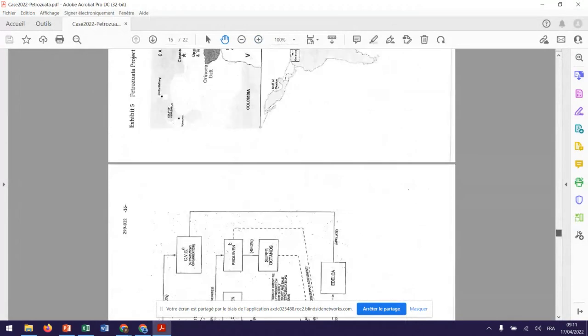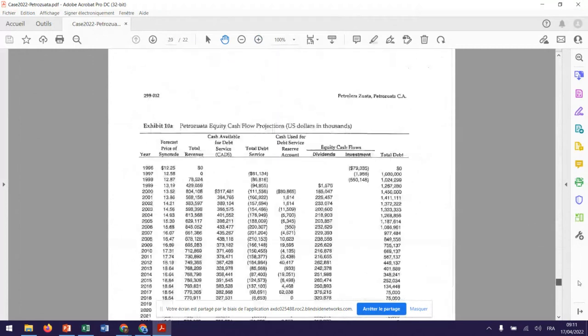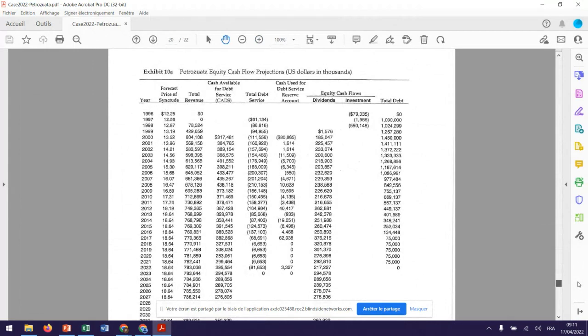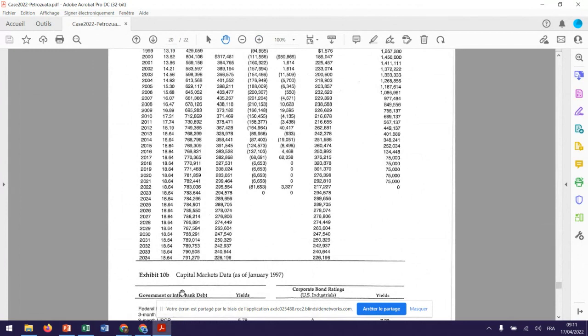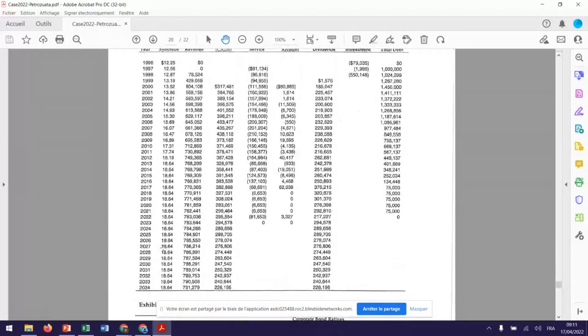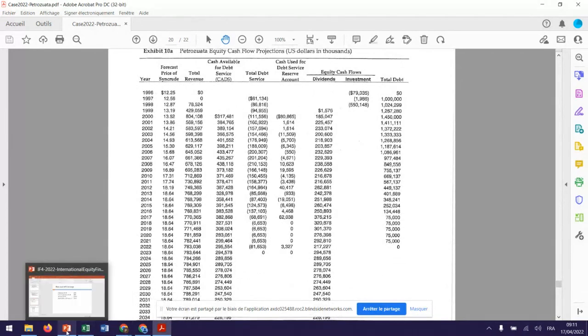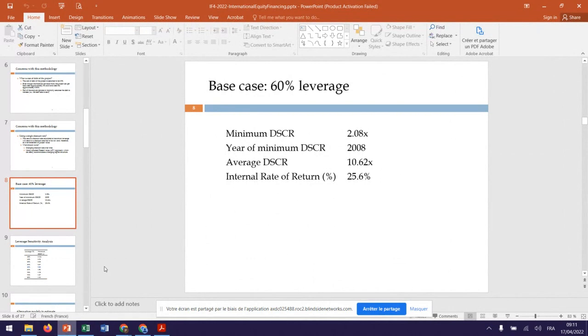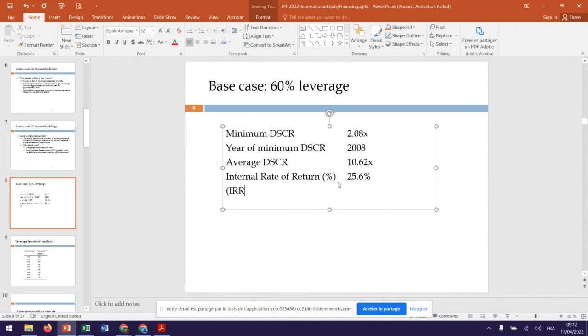All right, we go to the 10A. Everybody has your Excel spreadsheet ready? Yes. So, would you use your Excel spreadsheet and calculate your IRR of the base case? The IRR we're talking about here is the IRR of equity, okay, which is different from the IRR of a project, right?